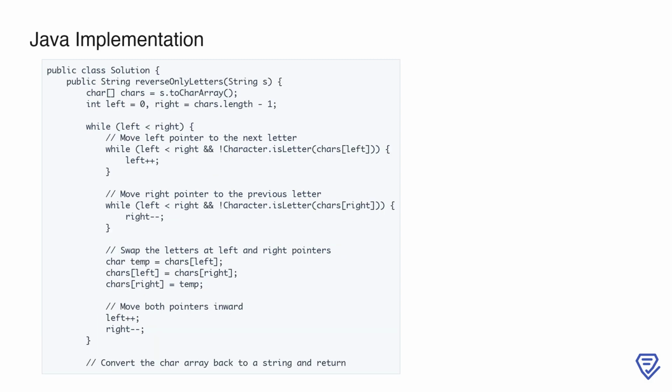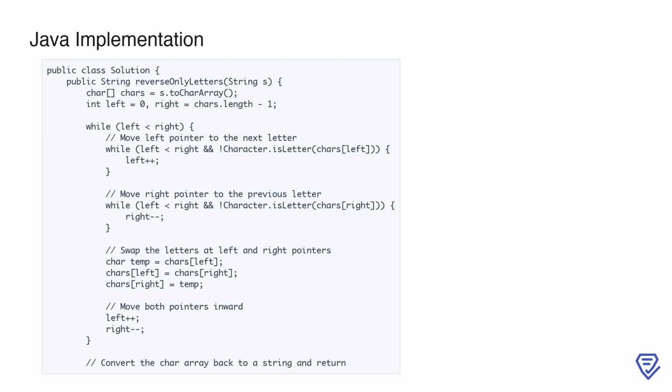Here, we define a class called Solution and implement the method reverse-only-letters. The goal of this method is to reverse only the letters in a given string while preserving the positions of non-letter characters. We start by converting the input string into a character array, which allows us to manipulate individual characters directly. Next, we initialize two pointers, left, starting at the beginning of the array, and right, starting at the end. These pointers will help us traverse the array from both ends simultaneously.